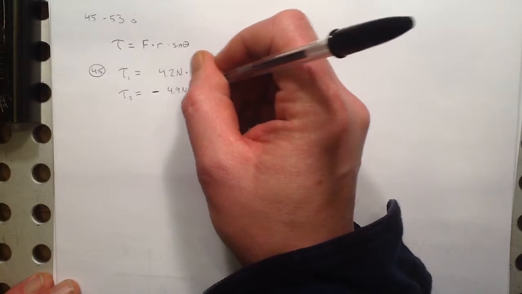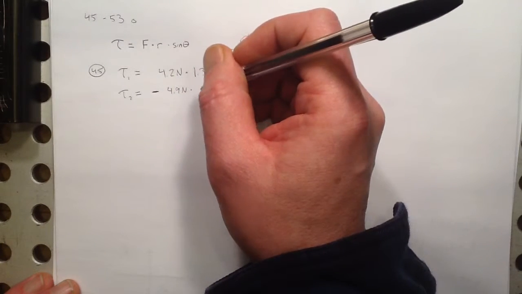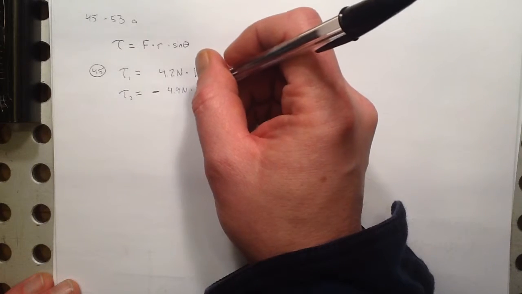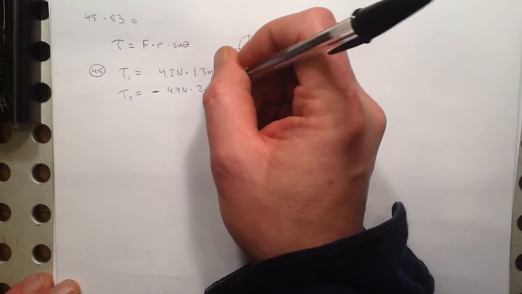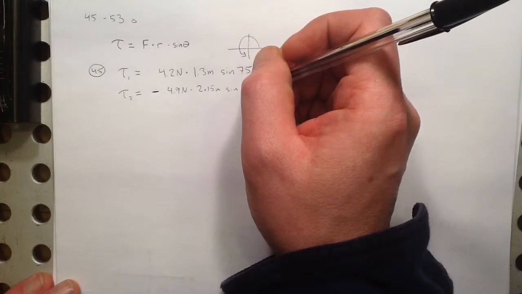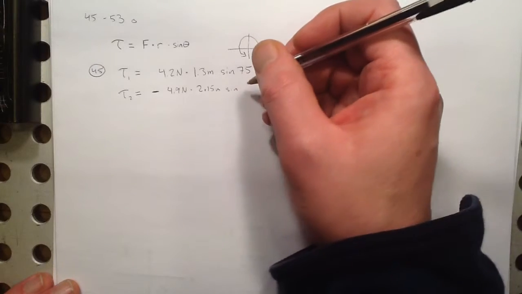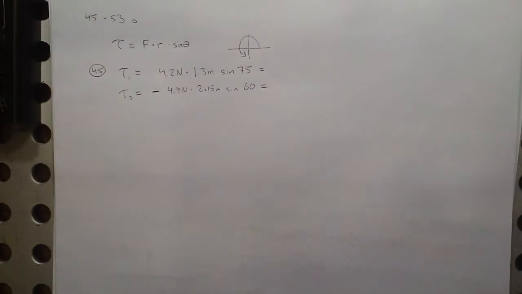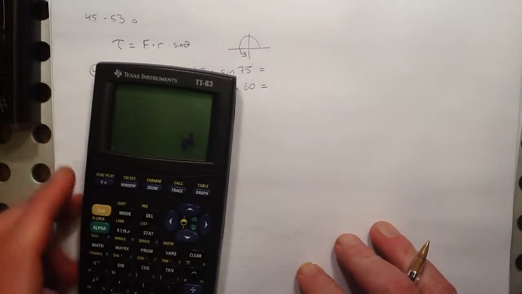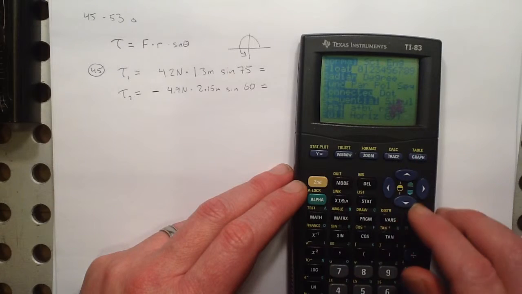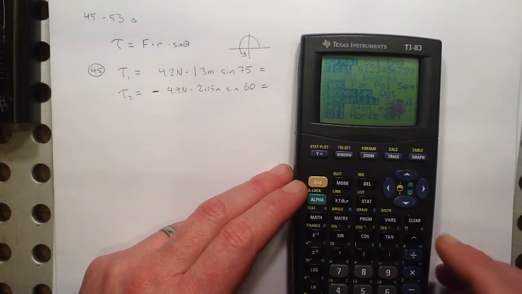This one is 4.9 newtons times radius is 2.15 meters, and the angle between those is 60 degrees. I'll calculate those now. Make sure that I'm in degree mode. I'm not.